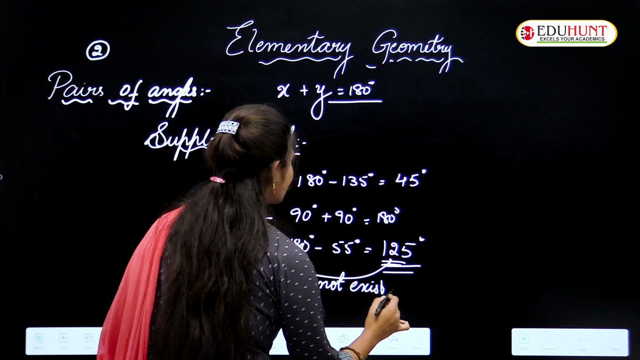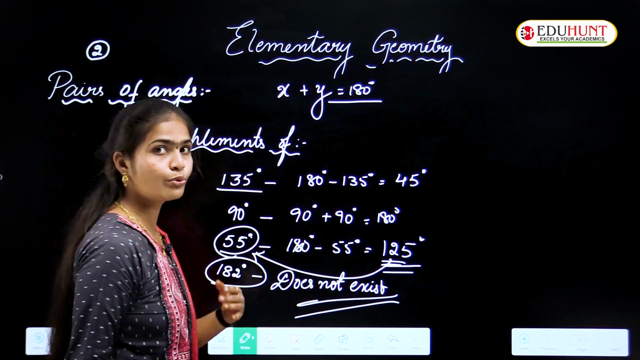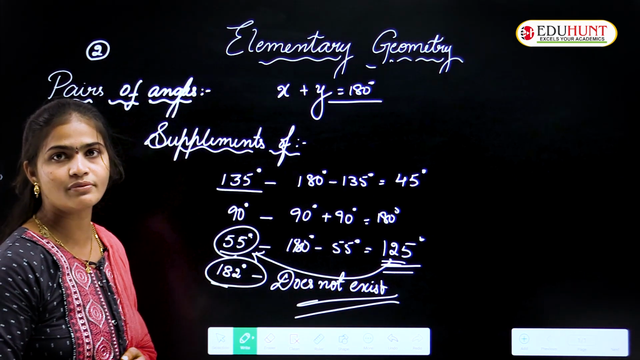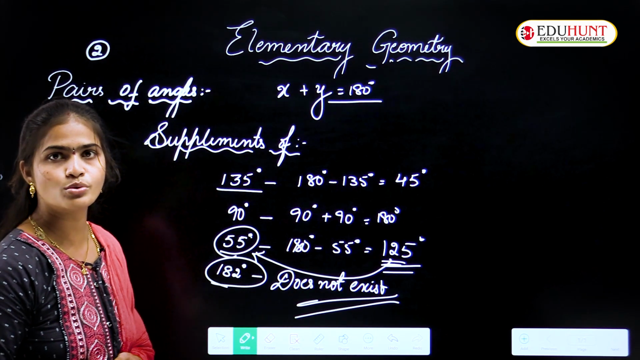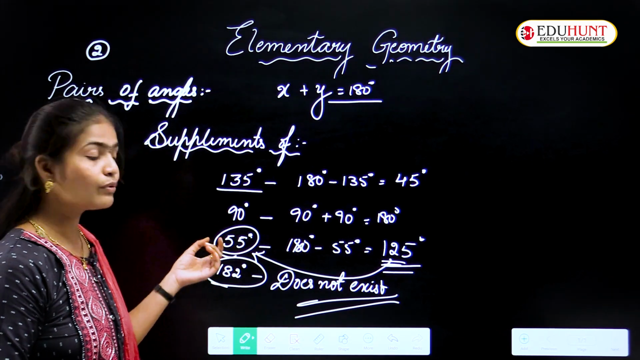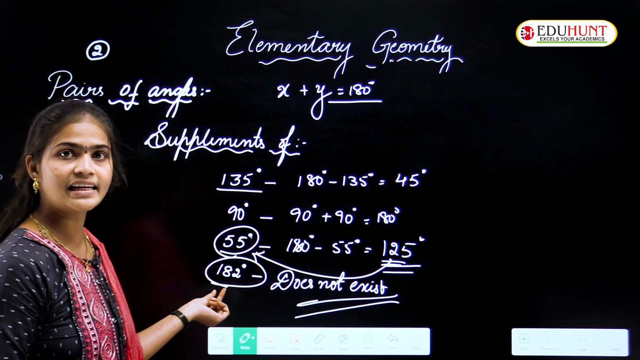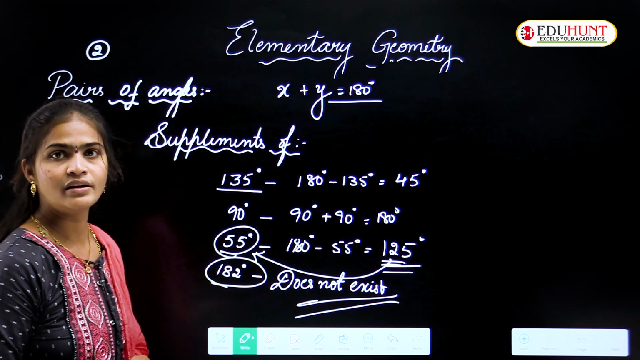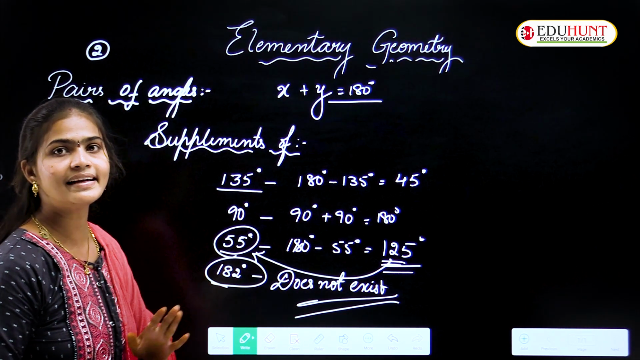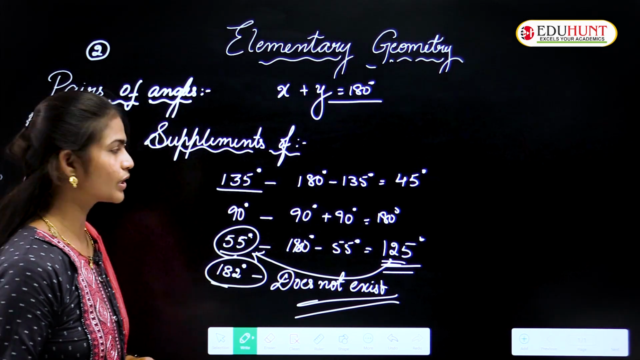Okay, here the angle does not exist. Why? Because the sum of two angles must be 180. Then only we will call those two supplementary, right? But here, only one angle is given, and that is also greater than 180. So that's why here the angle does not exist. Okay.